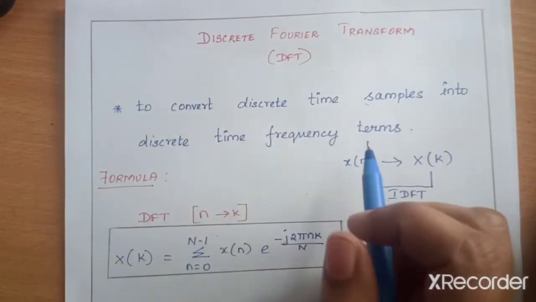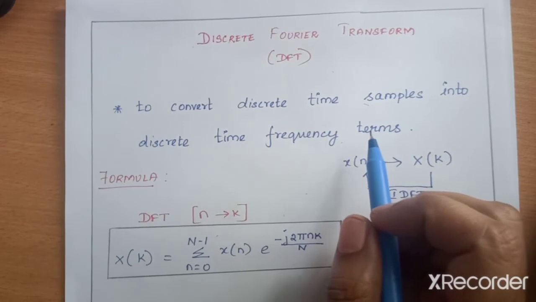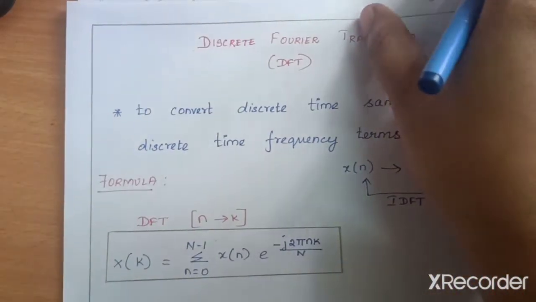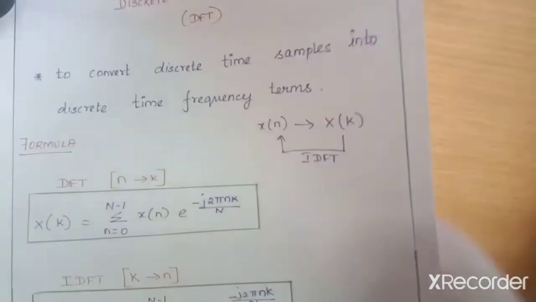So for finding discrete Fourier transform, we have two methods. The first one is the direct method and the second one is the transformation matrix method. So let us see an example of how to solve the problem.